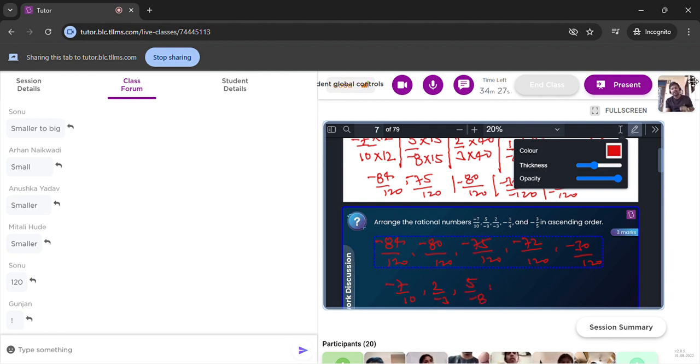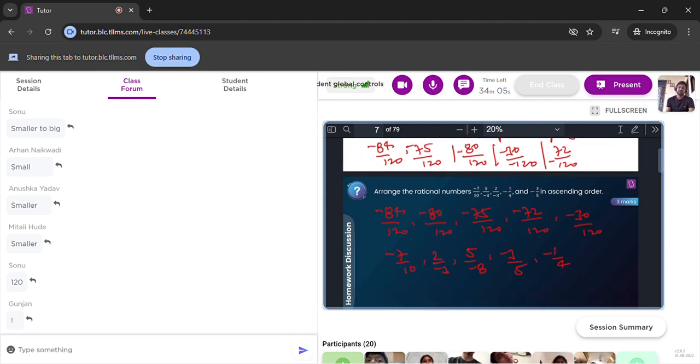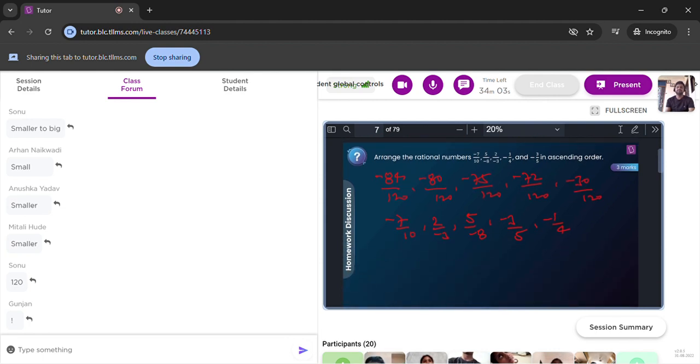Okay, and then it is minus 72 divided by 120. And this one came from which number? The last one, minus 3 by 5. Okay, good. And after that, minus 30 divided by 120 came from which number? The fourth one, minus 1 by 4. Okay, so when you arrange in this way, only then you will get ascending order.